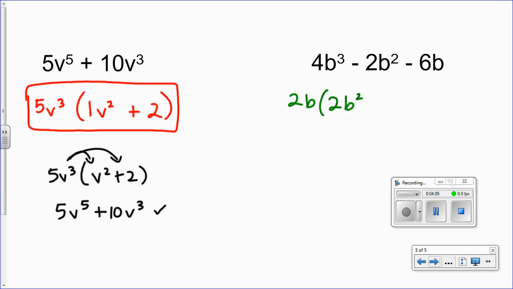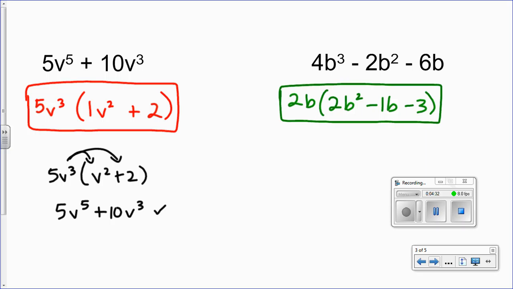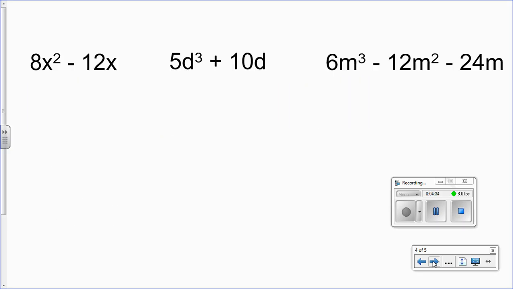What do you need to multiply 2 by to get negative 2? Negative 1. And then what do you need to multiply b by to get b squared? B. What do you need to multiply 2 by to get negative 6? Negative 3. And then you don't have to multiply b by anything to get just b. Okay, so these are just more examples. Pause it, work them out, and then check your work.